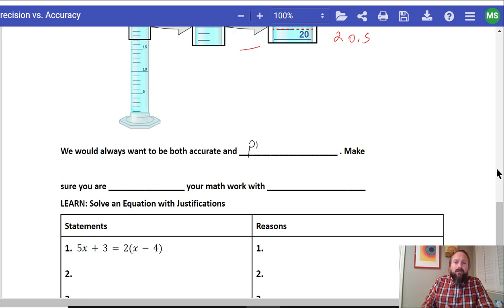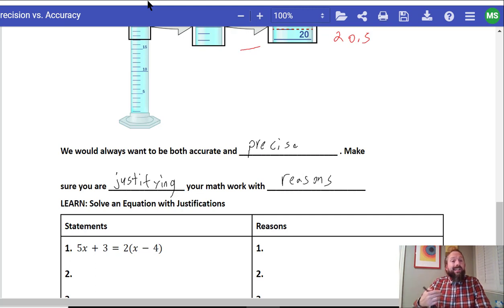So whatever you were saying previously, you know, you want to be accurate and precise. Make sure you are justifying. So let's write that in. Justifying your math work with reasons. So this is going into module 12 right here. I know this is the intro to module 11, but like this is going into module 12 right here. So you're going to justify your math work with reasons.